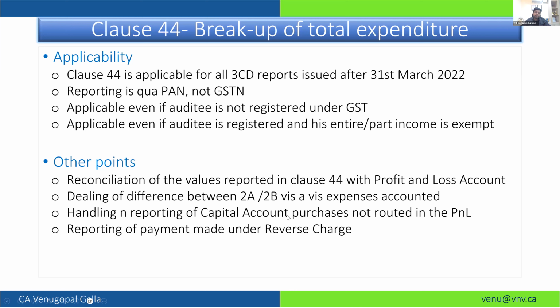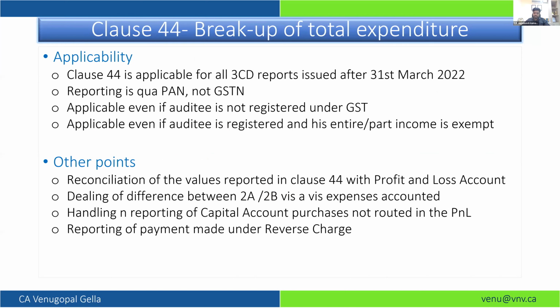And handling and reporting of capital account purchases not reported in the P&L, like I discussed just now. Even for capital expenditure, if you purchase from a registered party, you have to report in columns 4, 5, 6. If you purchase from an unregistered party, you report it in column 7. Or even for reporting of payments made under reverse charge, where do I report? Suppose I have availed GTA services from a registered dealer, then whether I need to report in table 3, 4, 5 or table 7.